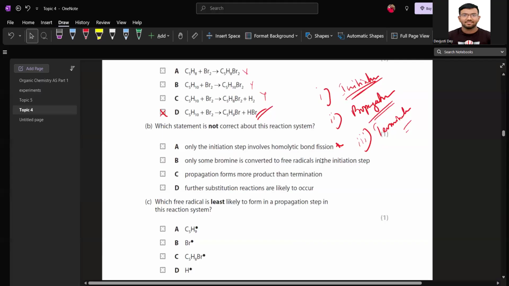Only some bromine is converted to free radicals in the initiation step. Yeah, this is correct because only some bromine is converted. Because most of the bromine, I've told you, gets broken down in two steps: initiation, propagation. All right, and we know what happens in termination. All the free radicals which have been produced join together to produce the final molecule.